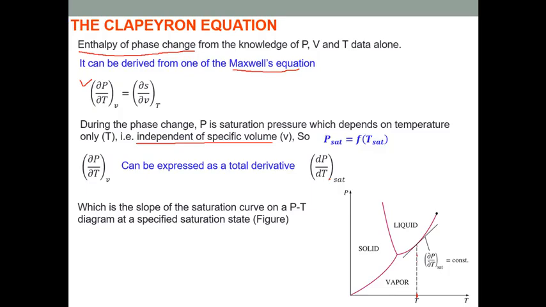So that's a constant value. So the slope of the saturated curve on the PT diagram is a constant at constant temperature or pressure. So this term is a constant one. So this means this slope is independent of the specific volume, and thus it can be treated as constant.